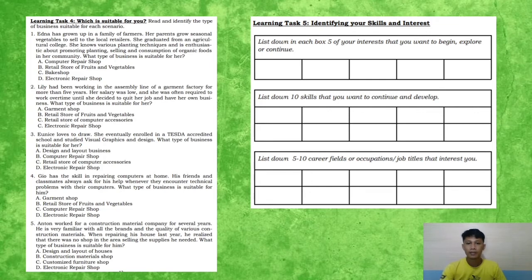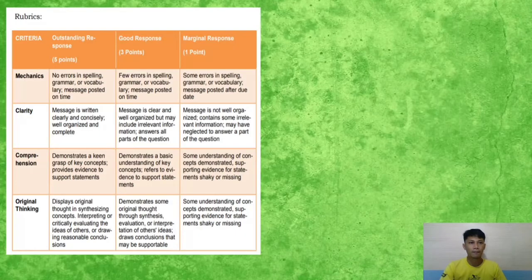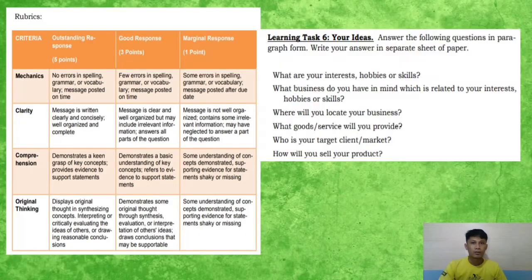Okay? And then, last one, list down 5 to 10 career fields or occupation job titles that interest you. 5 to 10. Okay. Ano ba yung mga gusto mo maging trabaho in the future? Magbigay ka ng 5 na kung ano yung interesado ka or 10. Okay po. Next.